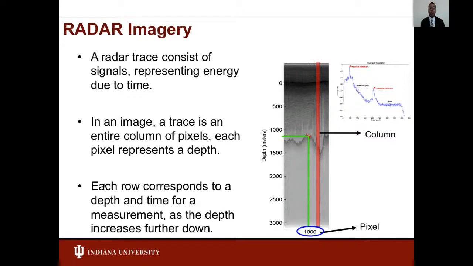A radar trace consists of a signal representing energy due to time, and it is an entire column of pixels. The smaller figure shows a radar trace where the first largest reflection is the surface, followed by internal layers, and the deepest reflector is the bedrock.